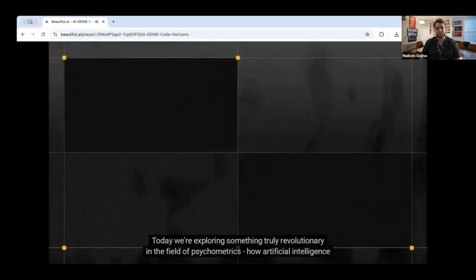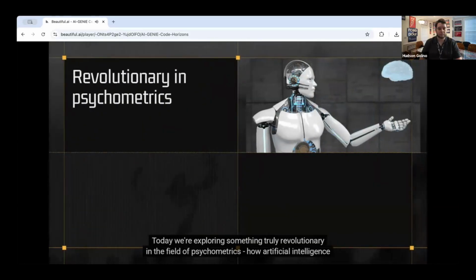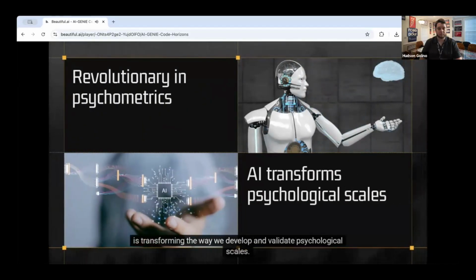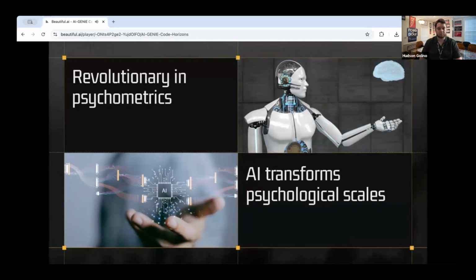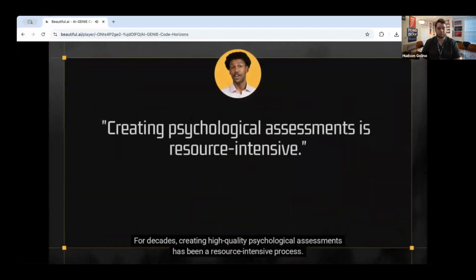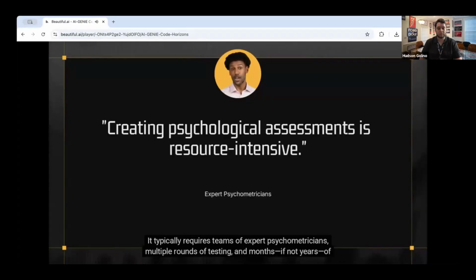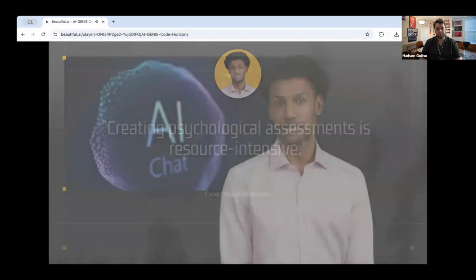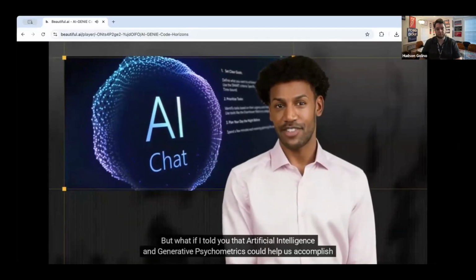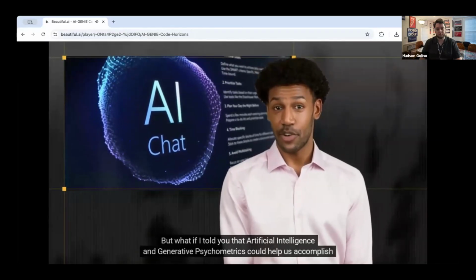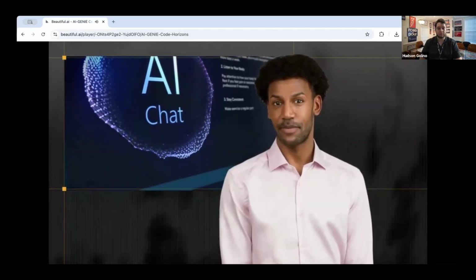Today, we're exploring something truly revolutionary in the field of psychometrics, how artificial intelligence is transforming the way we develop and validate psychological scales. For decades, creating high-quality psychological assessments has been a resource-intensive process. It typically requires teams of expert psychometricians, multiple rounds of testing, and months, if not years, of painstaking work to generate items, analyze their psychometric properties, and refine them into valid, reliable instruments. But what if I told you that artificial intelligence and generative psychometrics could help us accomplish much of this work in a fraction of the time?